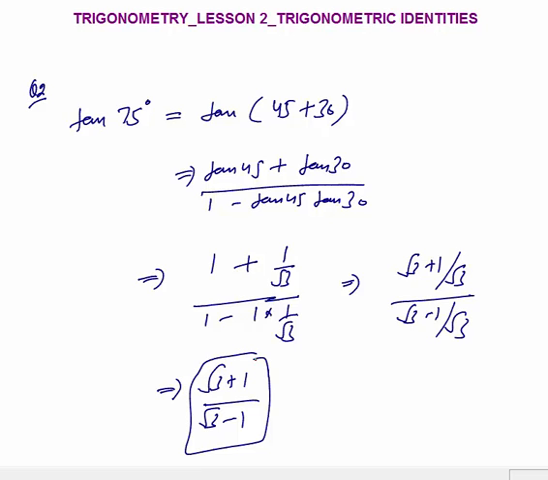So that was all about trigonometry lesson 2, trigonometric identities. That was a very important lesson. Rather than cramming 20-30 formulas, you only have to understand 4 concepts. Thank you.